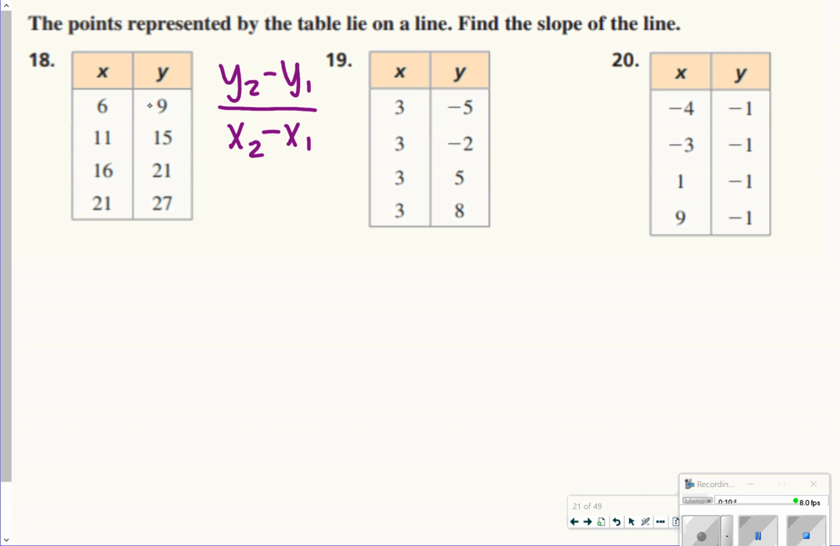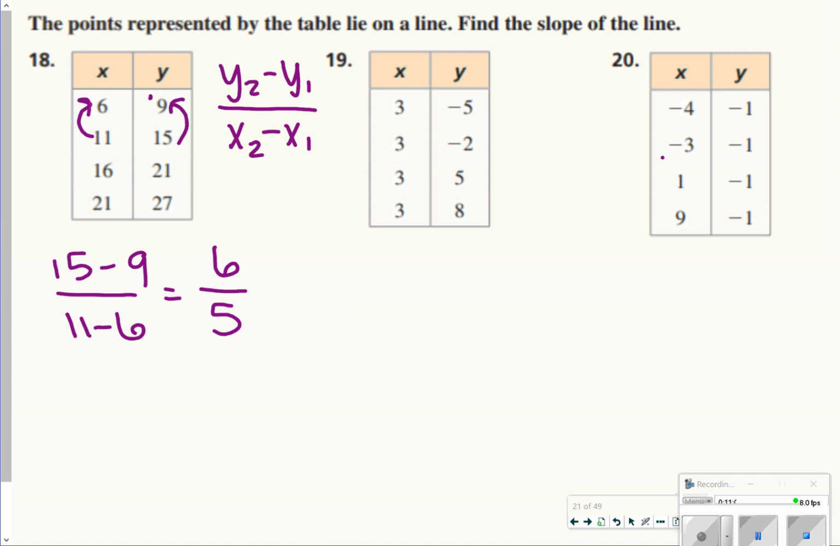I always just use the first two y's, so I'm going to do 15 minus 9 for number 18, and then 11 minus 6 for the x's. 15 minus 9 is 6, 11 minus 6 is 5. So for number 18, I should get 6 over 5 for my slope.